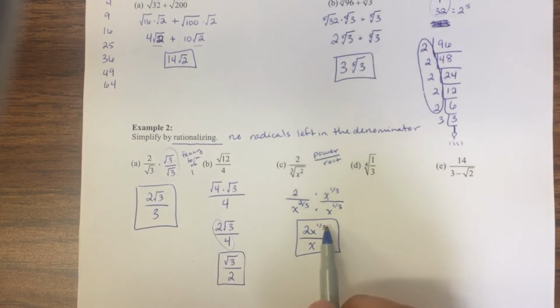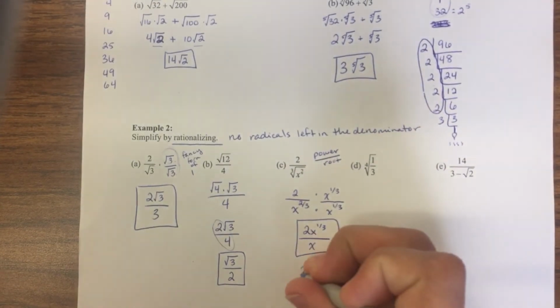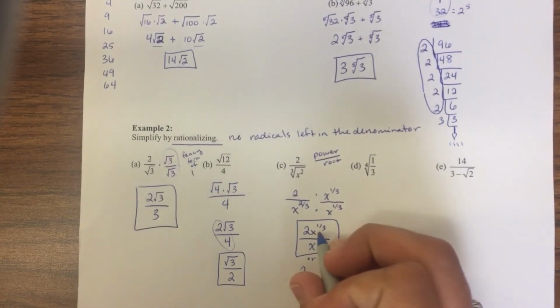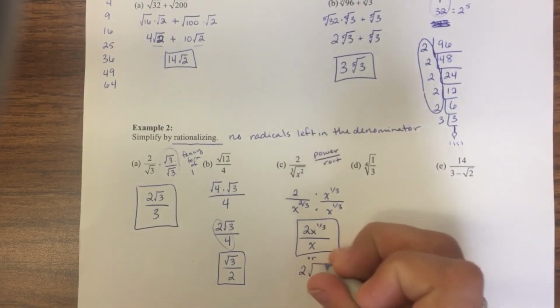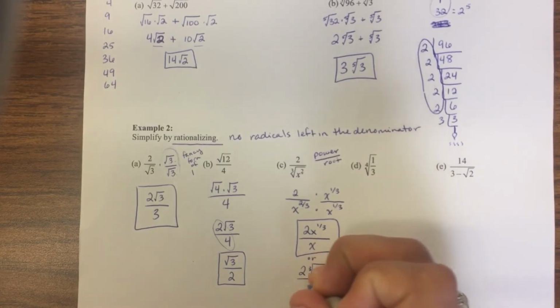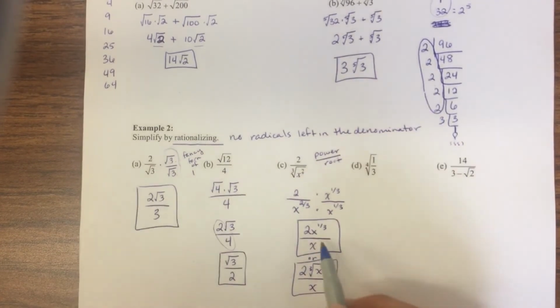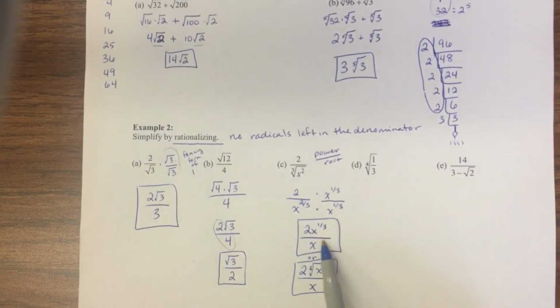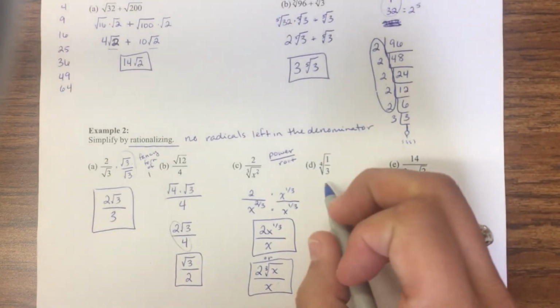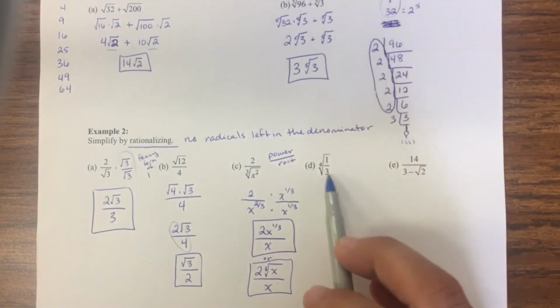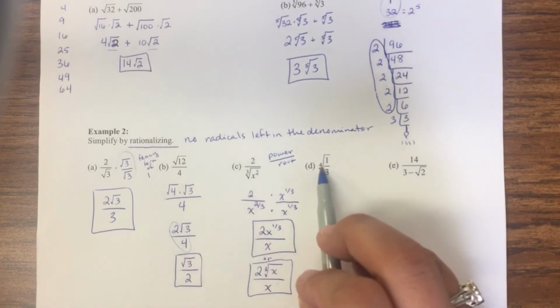You could also convert this back into a root since we started with a root. You could say x to the 1/3 is really the first power over the third root. So this is 2 cube roots of x over x. So either of those two answers would be correct. Personally, I like this one because I would rather have a fractional exponent than a weird root, but that's kind of your preference.